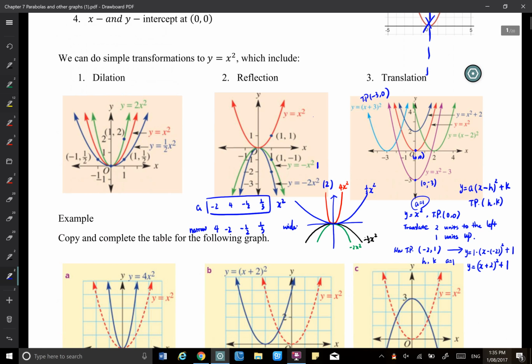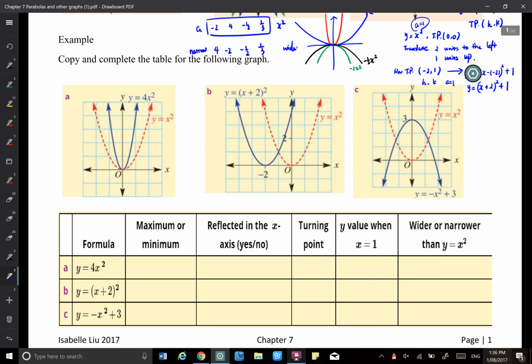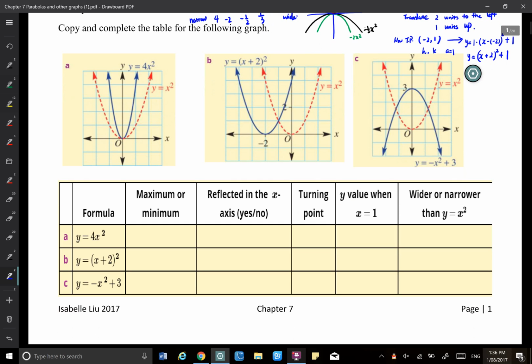So we can do 3 things. Basically, it's dilation, reflection, and translation. It won't only have one, okay? It will have many combinations together. We can have one dilation, one translation, and one reflection together in one question. So let's have a look at the following graph here.